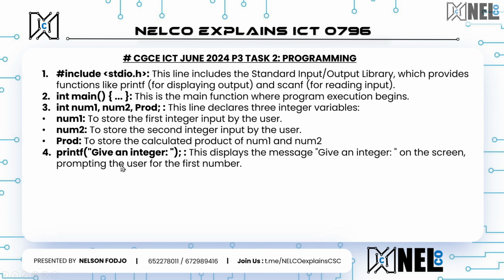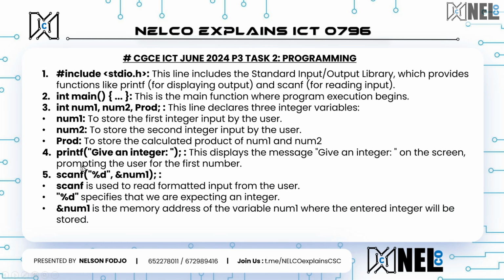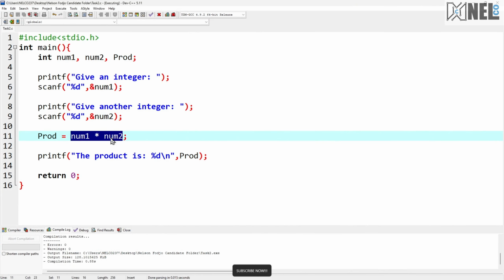Next we have the printf line, "give an integer". It's just code in C that displays the message "give an integer" on the screen, prompting the user to enter the first number. Now we have scanf, %d, and &num1.